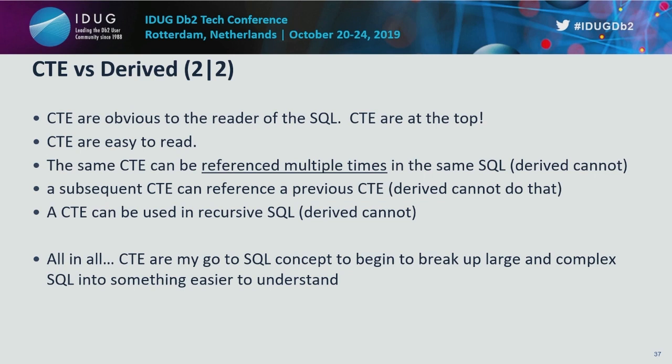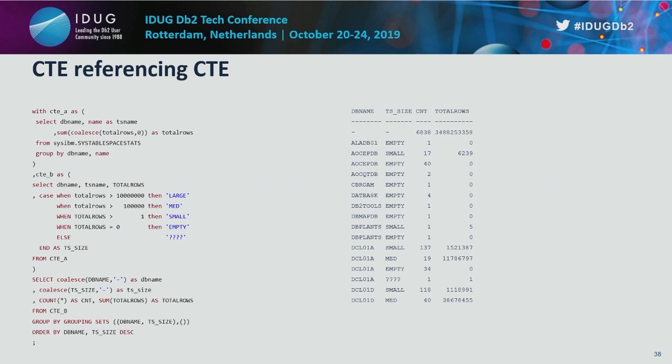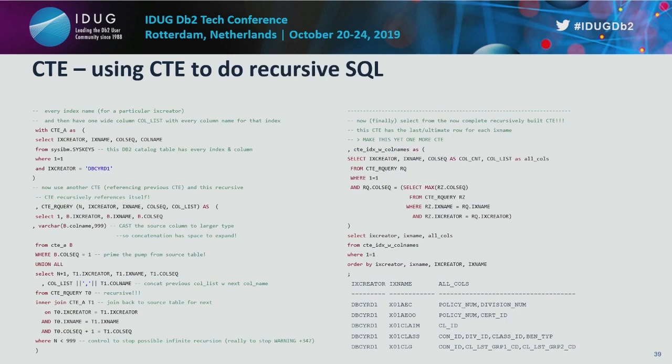And you use CTEs in recursive SQL. So all in all, I think CTEs are my go-to SQL concept for helping myself and encouraging others to write more clear SQL statements, perhaps in conjunction with a temporary table. So here's just a quick example of a CTE. Here I have a CTE A and a CTE B, referencing the other, and then the final select referencing them in the one SQL statement. It's just a way to produce some data.